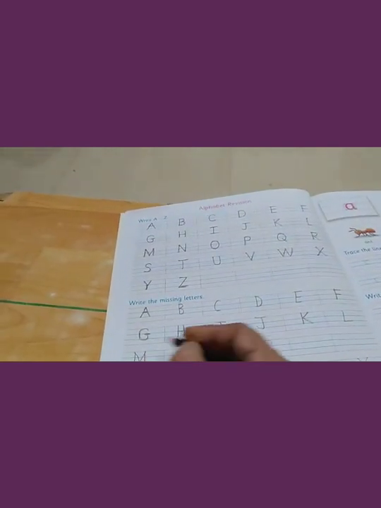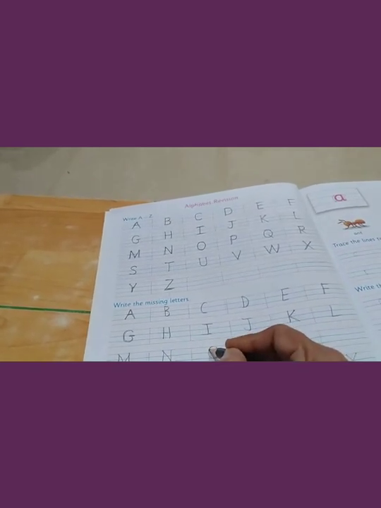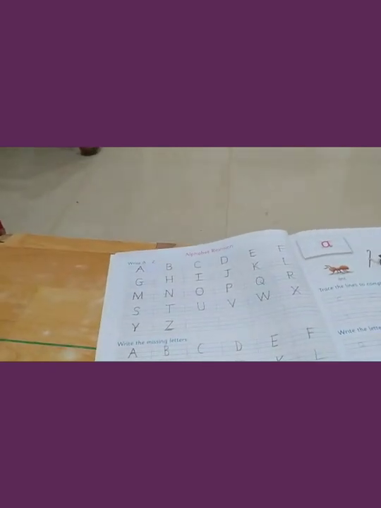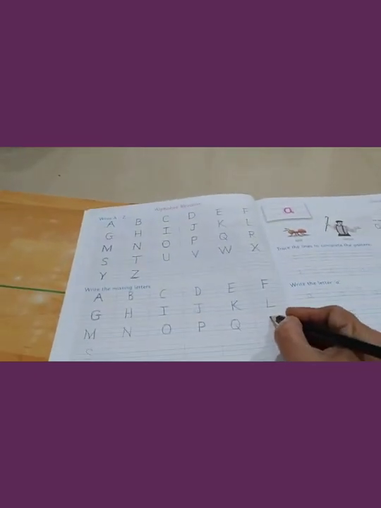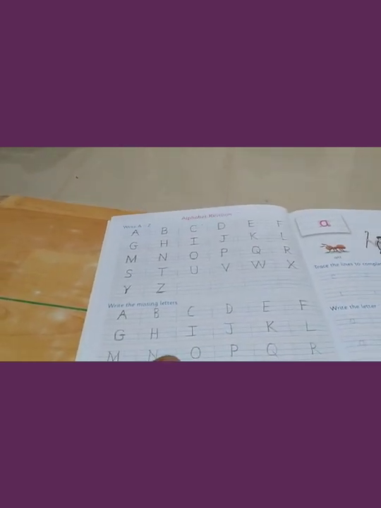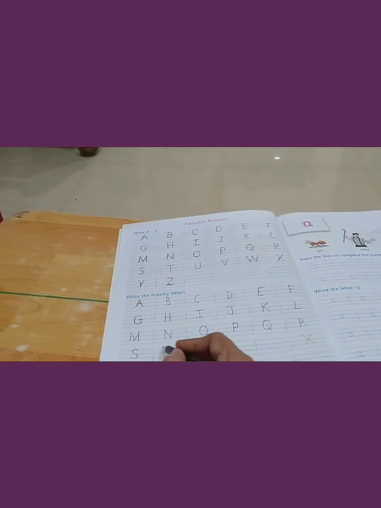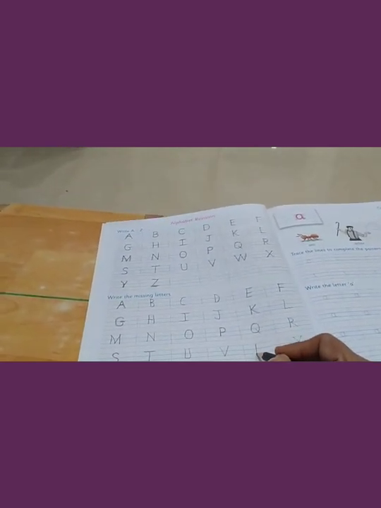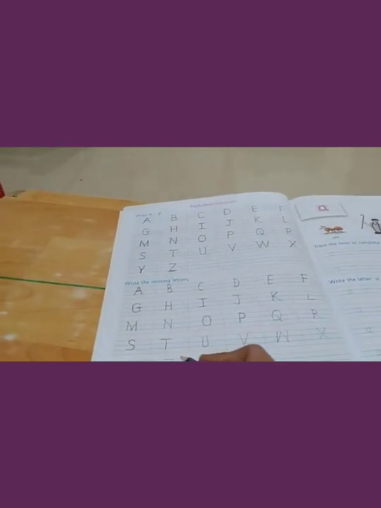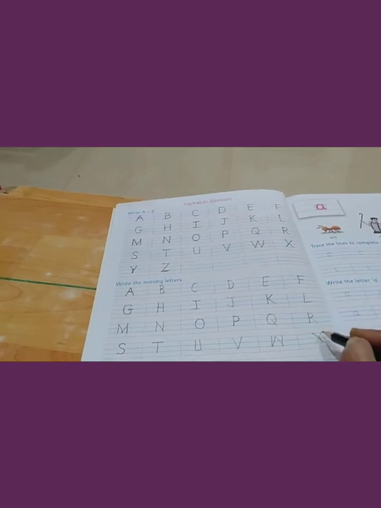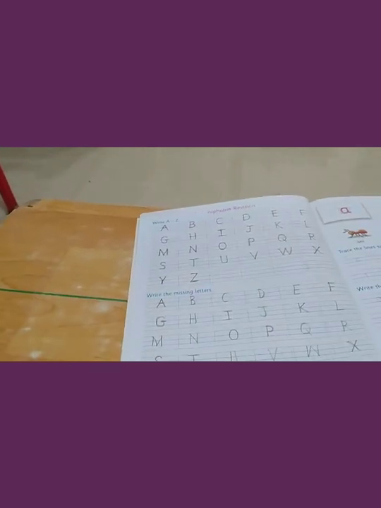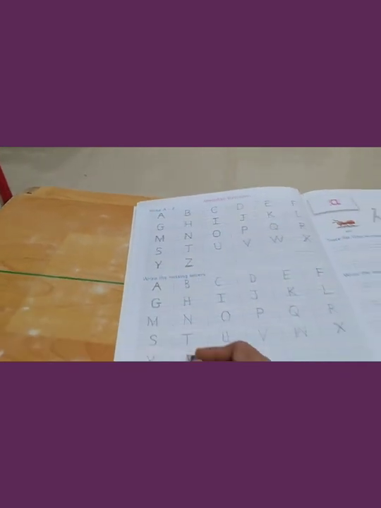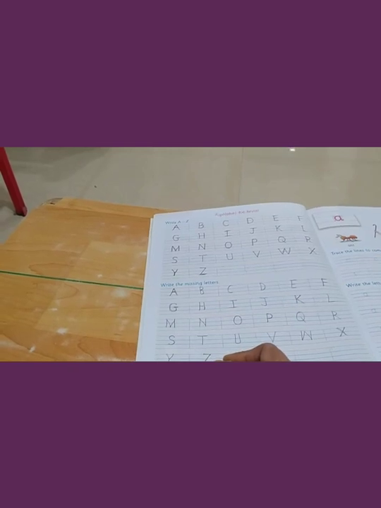M, N, O, P, here Q, R, S, T, U, V, W, this is X, this is Y. You can see on the upside Y. This is Z, already given. Just you have to write it this way.